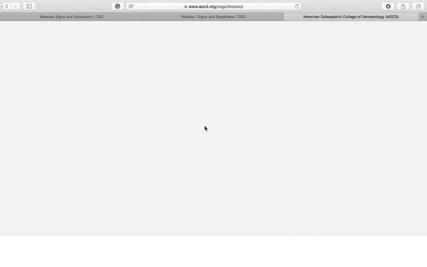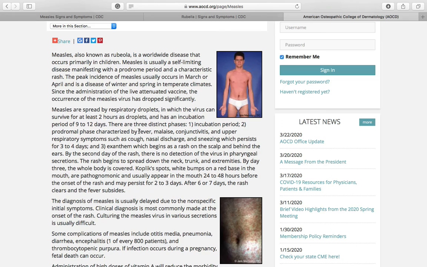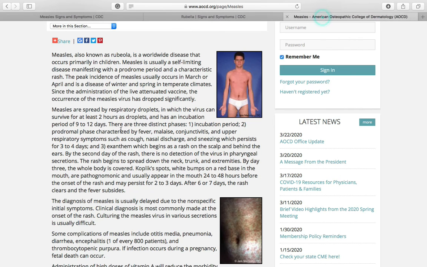Then I wanted to show you this thing. This is from the American Osteopathic College of Dermatology. Here it's mentioned measles is spread by respiratory droplets in which the virus can survive for at least 2 hours. There are 3 distinct phases. First is the incubation period. Second is followed by fever, malaise, conjunctivitis, and upper respiratory symptoms, cough, nasal discharge, and sneezing, which persists for 3 to 4 days. Then the exanthem, the rash, which begins on the scalp and behind the ears. And by the second day of rash, there is no distinction of the virus.